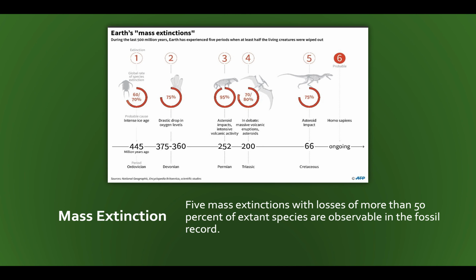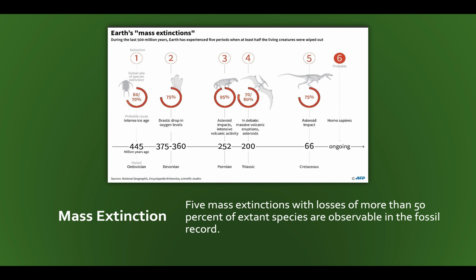So now let's talk a little bit about mass extinctions. Here we have 6 being described. The first would be a global rate of species extinction, which would have been an ice age. The second could have been a drastic drop in oxygen levels. The third, an asteroid, causes massive volcanic activity. Fourth, it's in debate, but we think massive volcanic eruptions. The fifth we have for the dinosaurs, the asteroid impact. And sixth, we have Homo sapiens, which is ongoing.